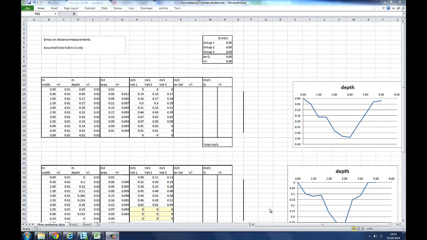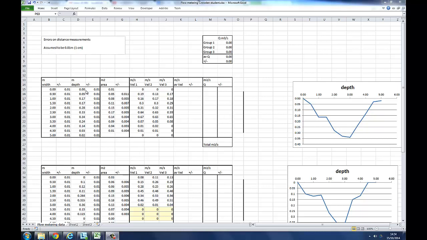Here's the flow metering data that you took at Crowden Great Book on the 8th of October. You've got the distance measurements that are then turned into areas, and then you've got a set of triplicate velocity measurements that you turn into an average, and then you multiply the velocities by the areas to give you the discharge in each panel, and then sum them to get the total discharge. You also need to carry the errors.